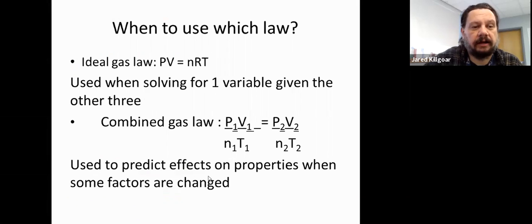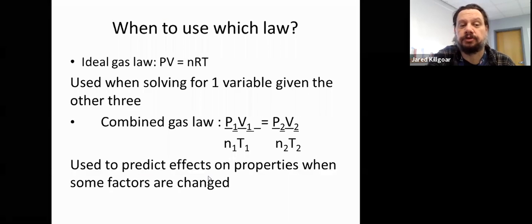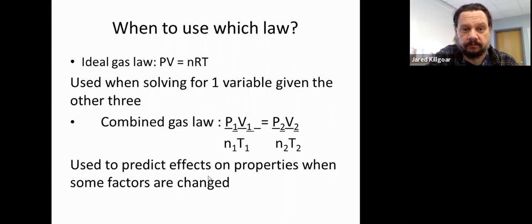So when to use which law? The ideal gas law is used when you're given three of the variables, pressure, volume, moles, or temperature, three of those four, and you're asked to calculate the fourth one. The combined gas law is used to predict how a property will change if you change some of the other factors. So if you're given a pressure and volume and you change one of them, you're asked to predict the effect on the other. That's what the combined gas law is doing.